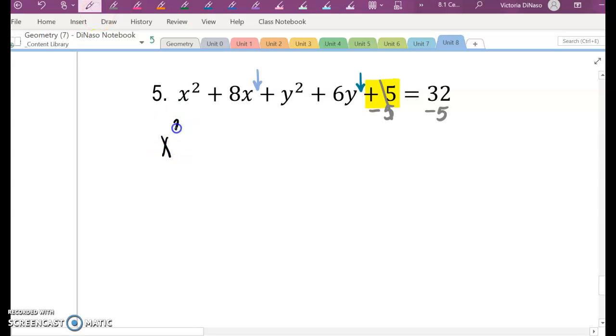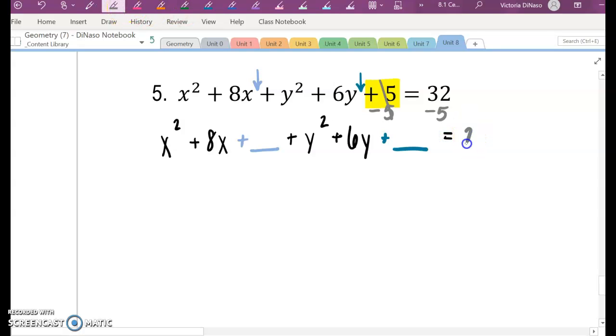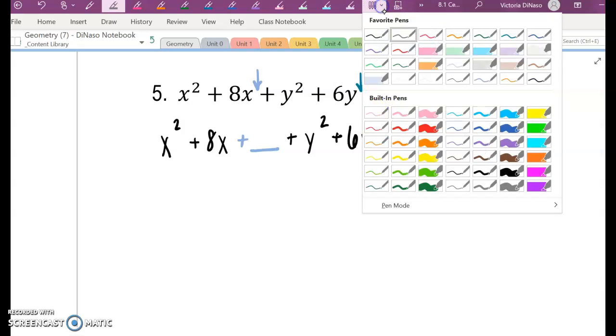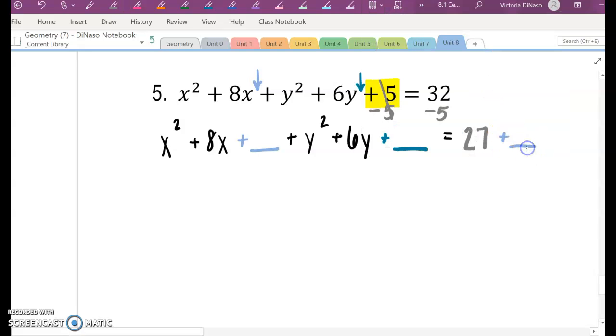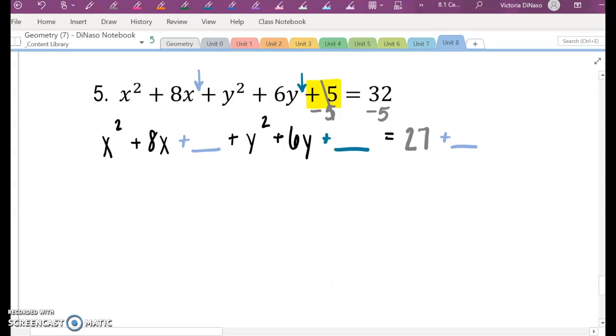So we've got x squared plus 8x. And then I can go ahead and put plus blank. And then we've got plus y squared plus 6y. And then I go ahead and put plus blank. And we've got equals 32 minus 5, which is 27. This problem, we're completing the square on the x and the y, so I can go ahead and put 2 blanks on the right-hand side.